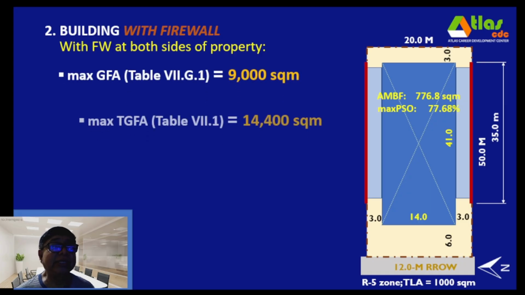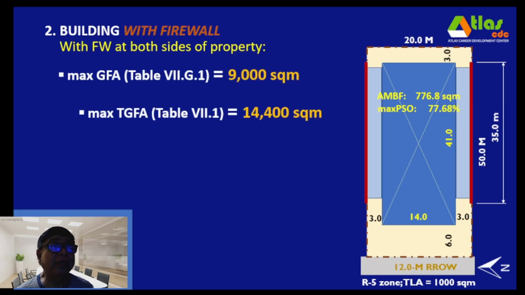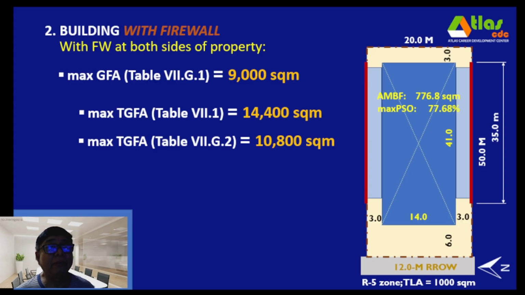So, this is now our summary for the development controls for the floor areas of the building. At lumalabas na ang value kanina without firewall ay parehas lang dito sa value na may firewall at both sides of the property. Maximum GFA is also 9,000 square meters. Ang maximum TGFA natin is also 14,400 at ang ating maximum TGFA na conversion is also 10,800 square meters. At ito nga ang mas stringent sa dalawang value ng maximum TGFA.